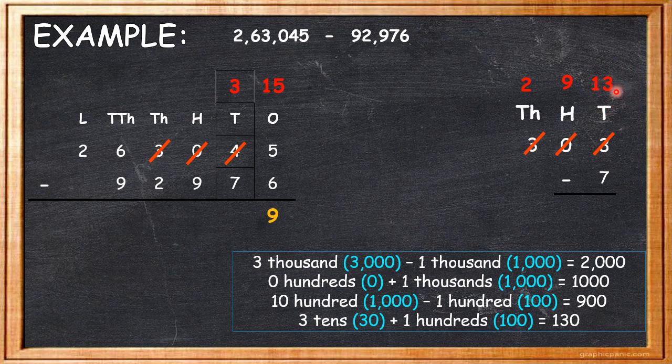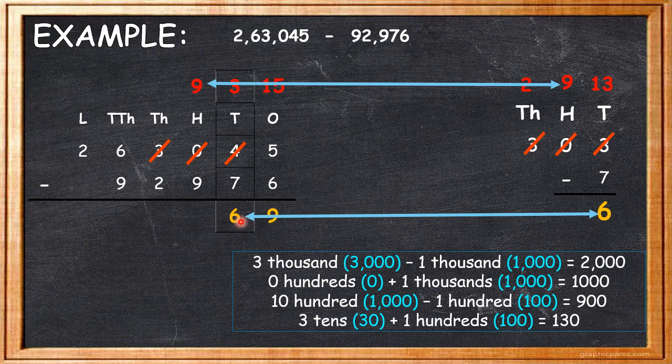So children, now we can subtract 7 from 13. Yes, after subtracting 7 from 13, what will we get? 6. And this 6 we will be writing in the tens column. And 9 will go on the top of the hundreds house, and 2 will go on the top of the thousands house. Is this clear?